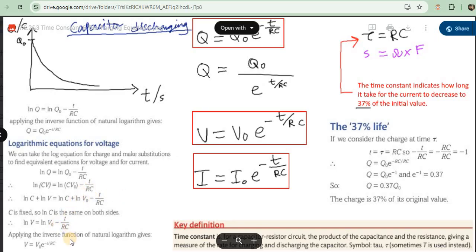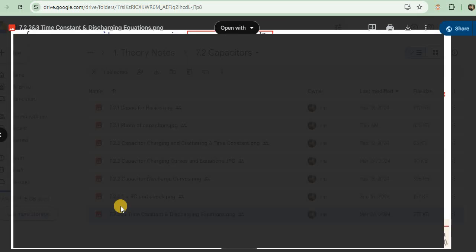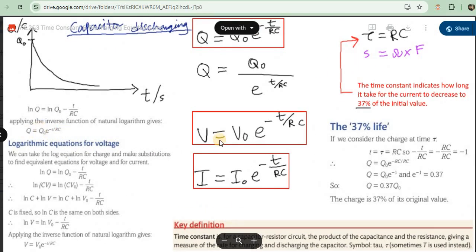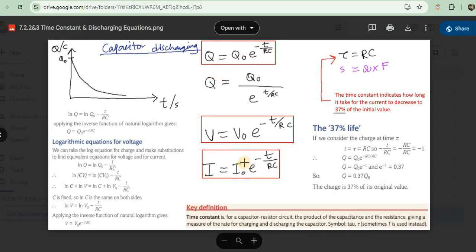t over RC. Now applying the inverse function of natural logarithm, again for details of this go through the logarithm lessons, but I showed you how you can get this from this. If you apply natural logarithm to this, then you will get this. So it's the reverse of that. So that's how we get this equation, this one here. So you also had this equation here.